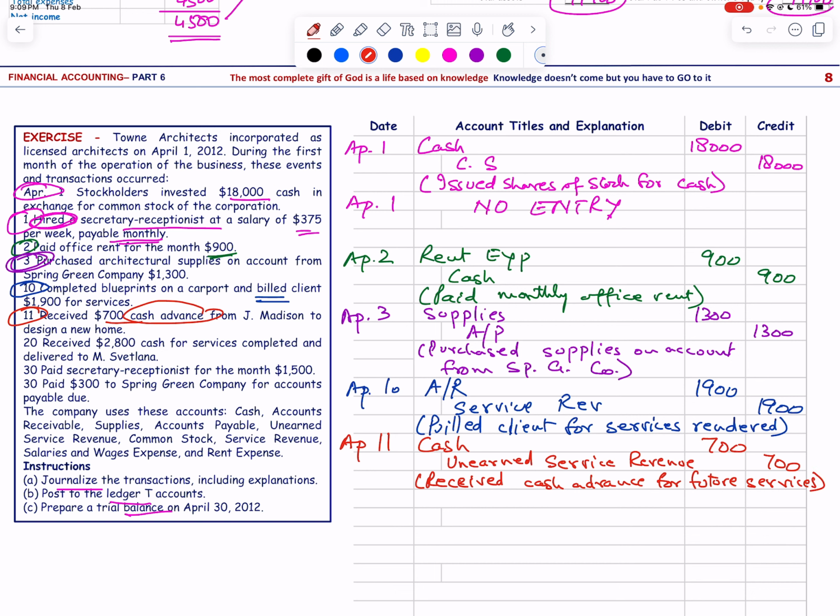Okay. Then we go to April 20. Received 2,800 cash for services completed and delivered. Now cash is debit by 2,800 and this is service revenue because we have delivered, not unearned service revenue, but service revenue, 2,800. Services delivered.